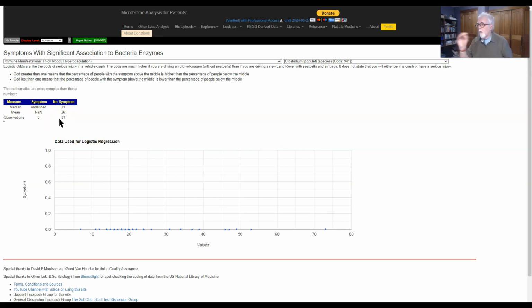In one way, it is very clear. We have 31 people who don't have the symptom, and no one has it, so if you have this one, you probably want to have this bacteria. But again, 941 is the software throwing up its hands saying, I have no idea what to do.